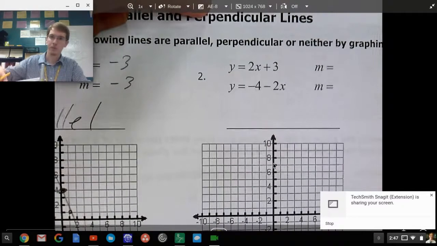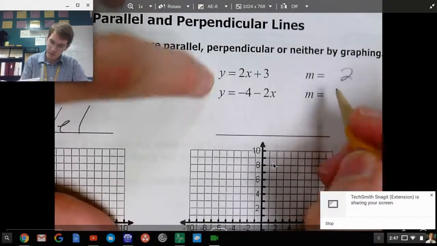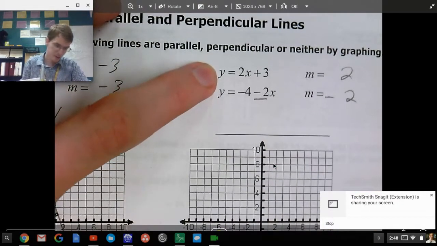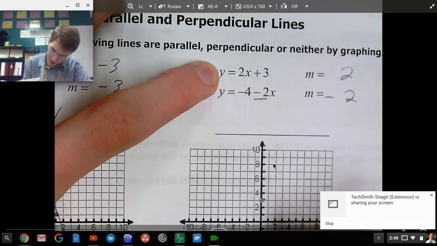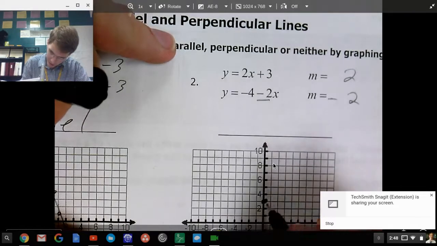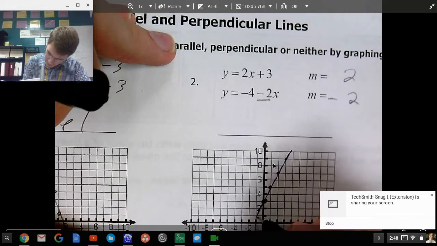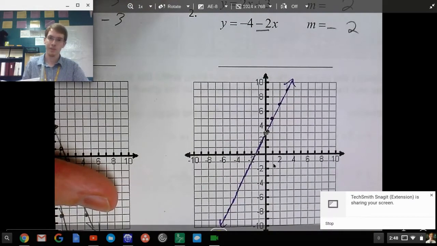Okay, number 2. Slope of the first line is 2, and the slope of the second one is negative 2. Okay, so if I'm going to start with this first line, 2x plus 3, I'm going to start at 0, 3. In fact, why don't I use a different color for that? Start at 3. I'm going to go up 2 over 1, 2 over 1, 2 over 1. So I'll have a line that looks something like that first one.